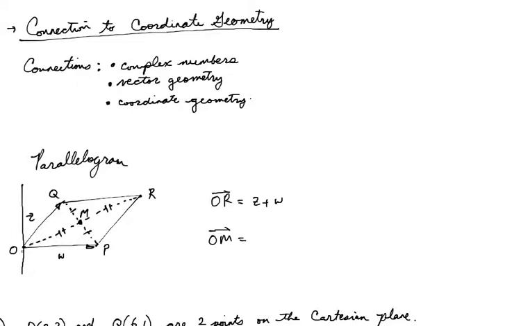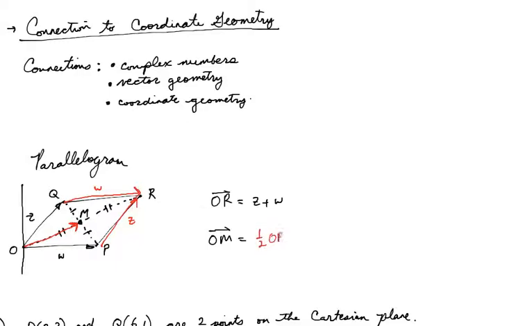Okay, the vector z is really the same as, I should say, the complex number z, because this is assuming the complex plane. The vector OQ is z, and OP is w. All right. So this vector here is really the same as w, and this vector here is the same as z. Okay, so OR would be this vector right here. That would be z plus w, right? Because I can shift vectors around. So OR would be z plus w, and OM then would be half of OR, right?